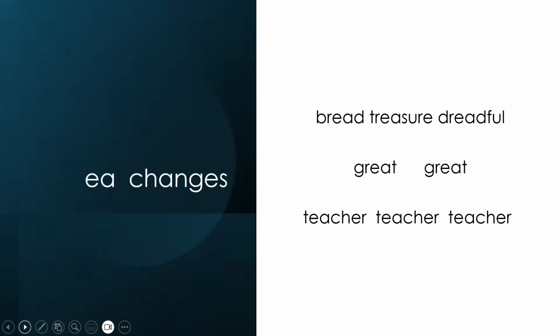English of the time had a long air sound, ready, steady. Some words with this long air barely changed, like bread, treasure, dreadful. Many others shifted first to an A sound and then to E. Teachers stopped teaching and became teachers who teach, and finally teachers who teach. Great stopped at the A sound.